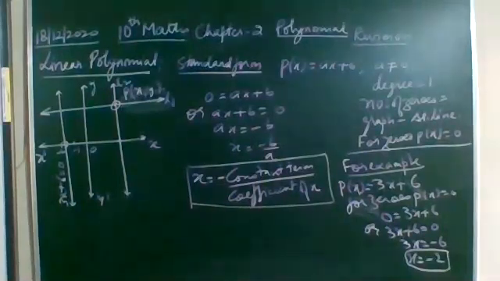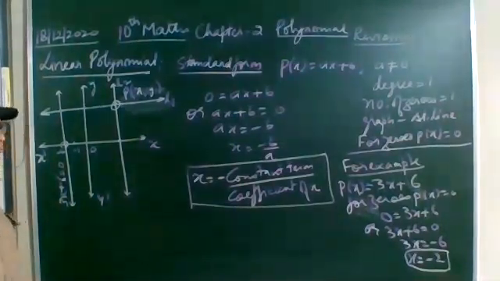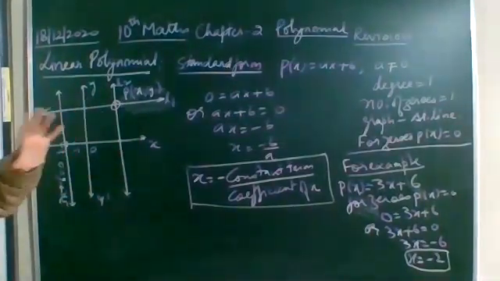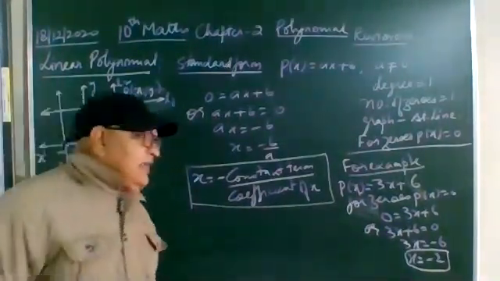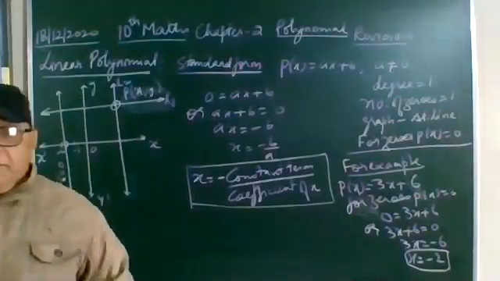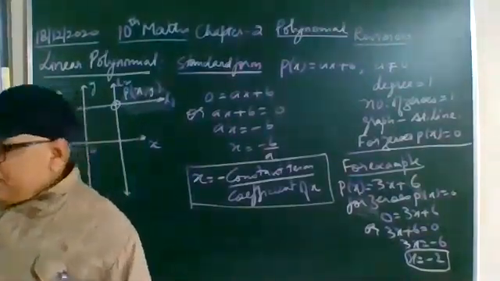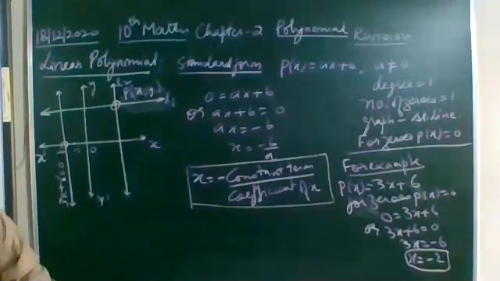If the variable in the expression is y, then the line will cut the y-axis. So you must know where the line is intersecting and what type of variable the expression has. Simple questions may be asked on this topic, so remember that.